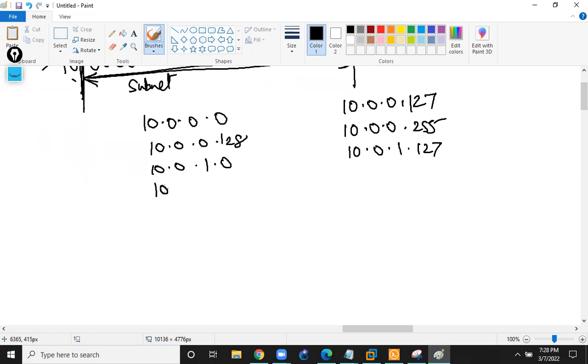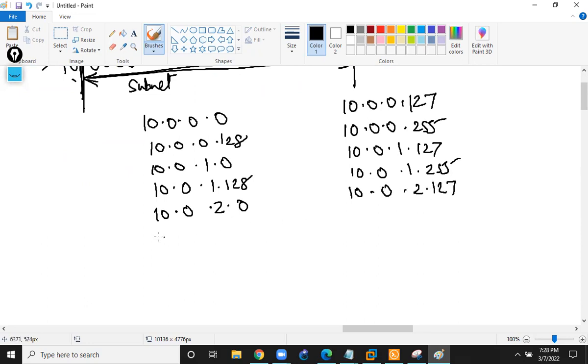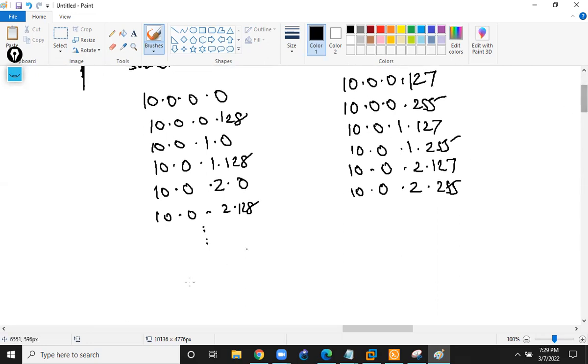Even the next address is 10.0.1.128, 10.0.1.255, then 10.0.2.0, 10.0.2.127, 10.0.2.128, 10.0.2.255, like that it goes, right? So you can see it goes like this. And what will be the last address here? The last address, 10.255.255.128. That's the last address.